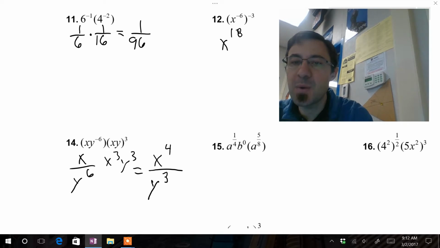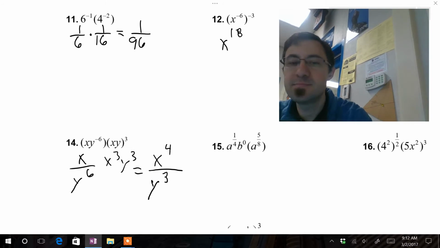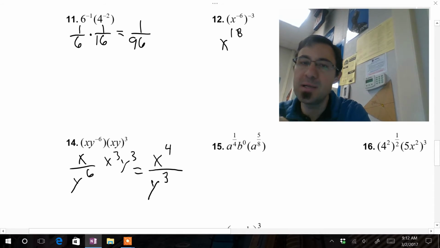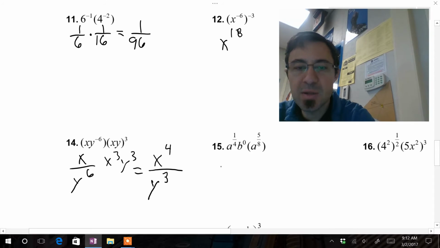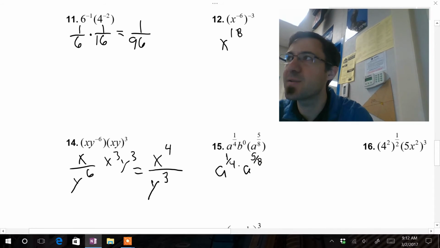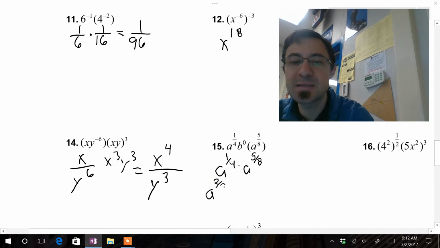Number 15, what happens to b to the 0? Yeah, it's just 1. And in multiplication, 1 just kind of disappears for us. So we're left with a to the 1/4 times a to the 5/8. Am I going to multiply or add those fractions? We're going to add them. So I'm going to change that to be 2/8 and 5/8, which gives me 7/8.